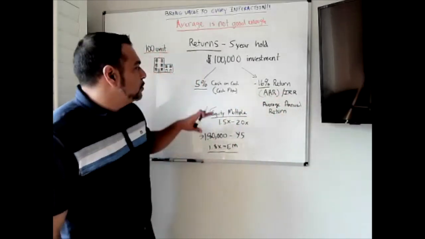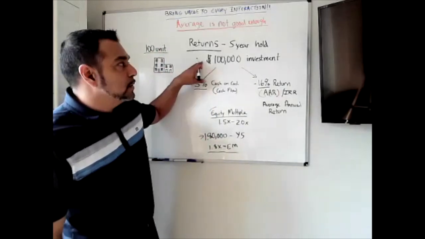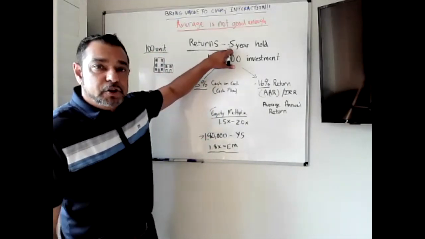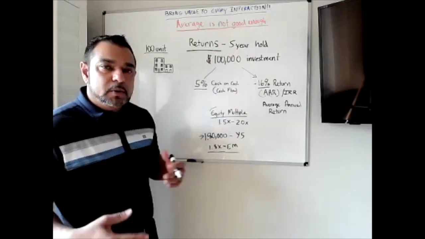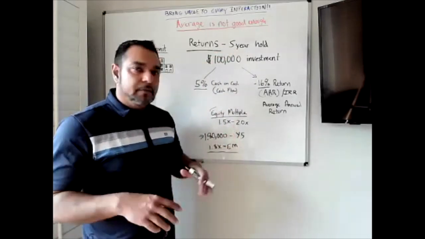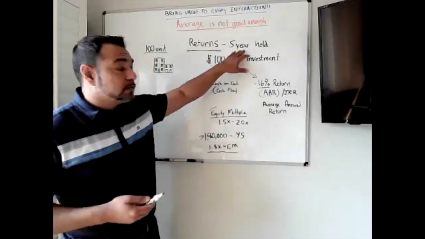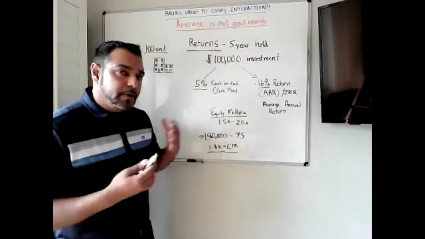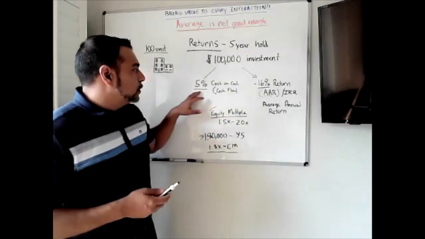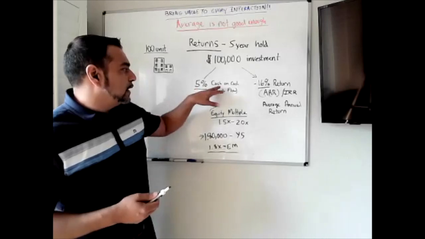So this is what's being projected. A $100,000 investment. We know it's a 5-year projected hold. So for 5 years, my investment will be illiquid. It'll be parked inside of this asset. The goal is for them to sell it at year 5, which is a very normal process. We're looking at a projected 5% cash on cash.